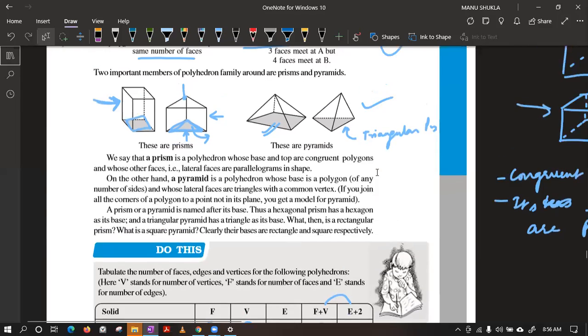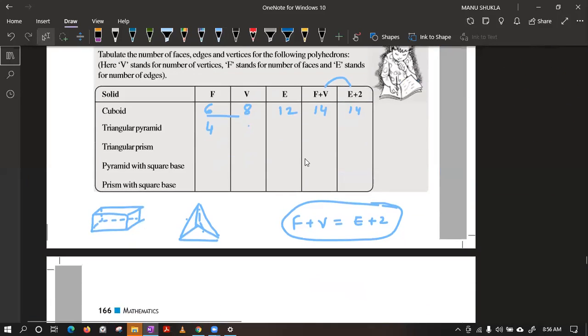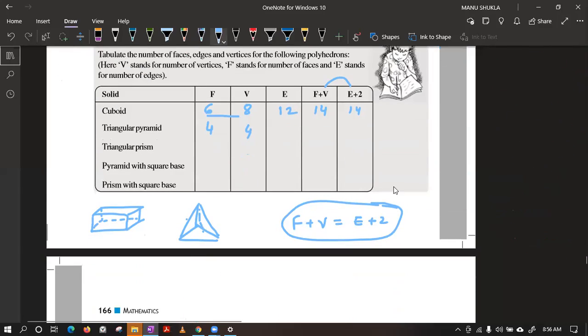How many vertices are there? Please check. In this triangular pyramid, how many vertices are there? Okay, same to same. 1, 2, 3, 4. 4. Now comes the next question. Number of edges. Please tell the number of edges. This is 6. So let us again check the relation. F plus V is coming out as 4 plus 4, 8. E plus 2 is again 6 plus 2, 8. So we are absolutely correct while finding the faces, vertices and edges.